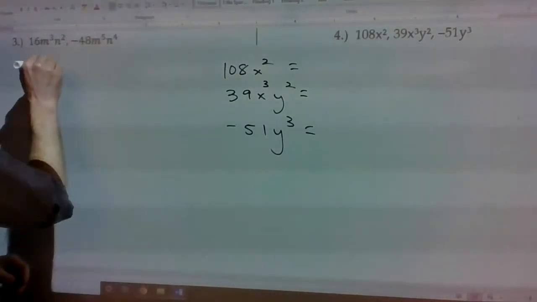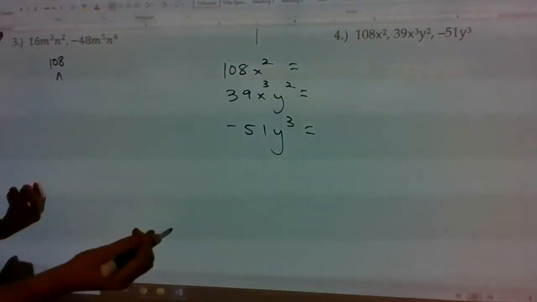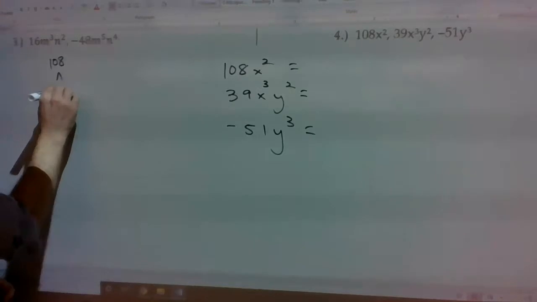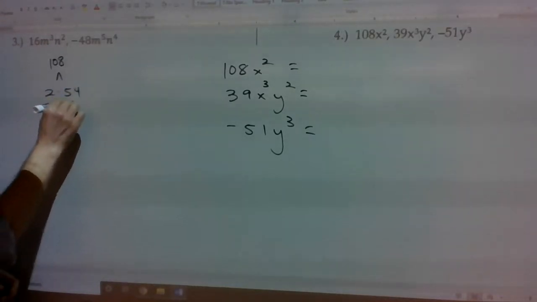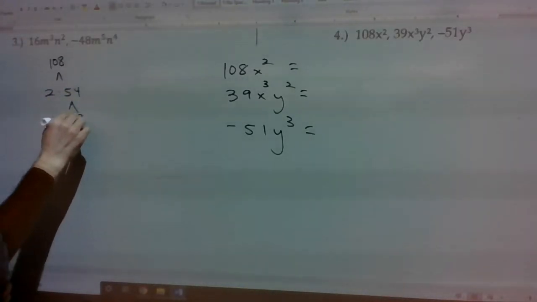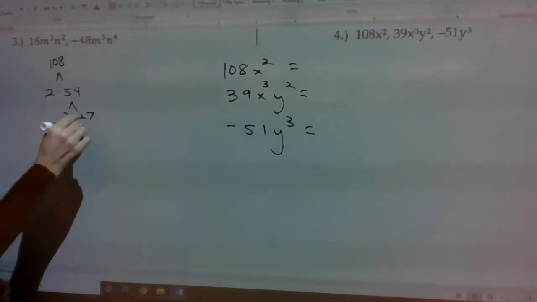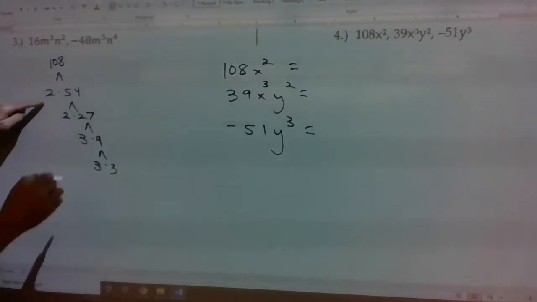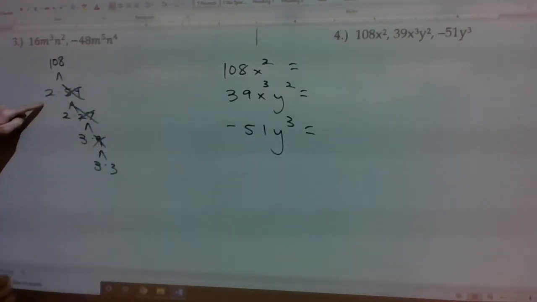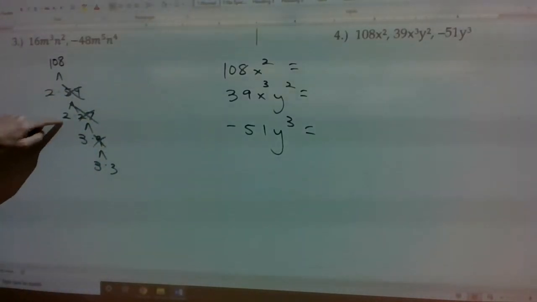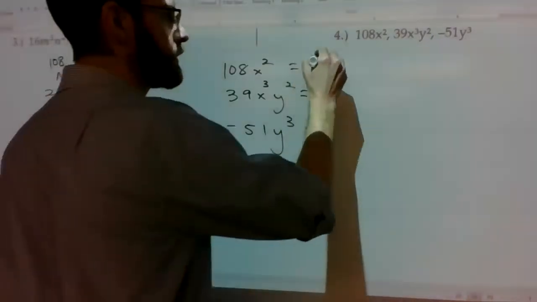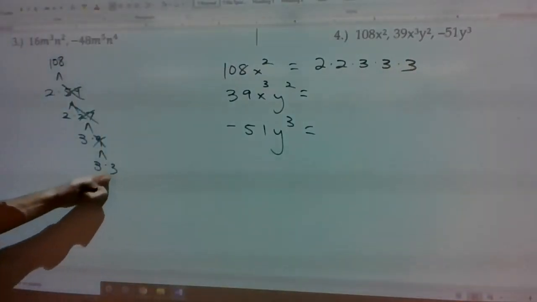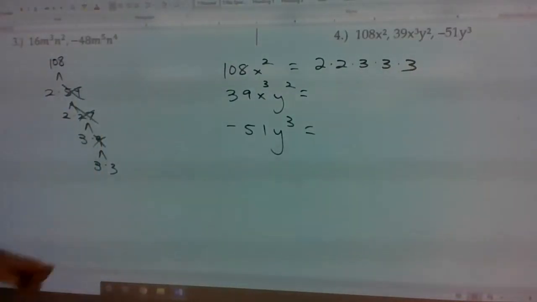So what does 108 break down to? Well, half of 108, I just happen to know that's 54. Still even, so cut that in half. That's 27. We just did 27. It's 3 times 9, which is 3 times 3. So that's going to be, only counting the primes, 2, 2, 3, 3, 3. And then X X.